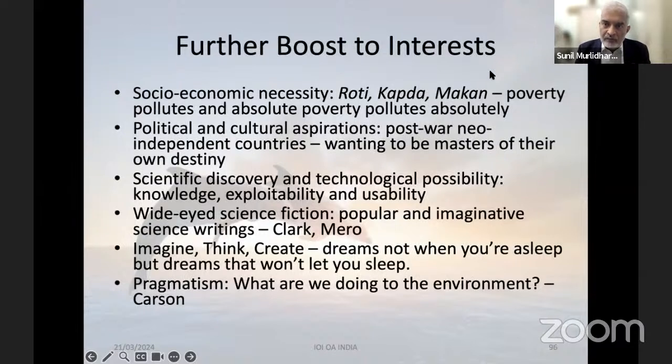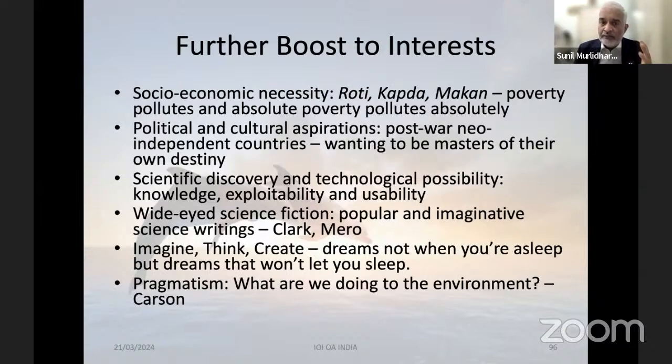And the further boost to those interests came out of basically socioeconomic necessity. In fact, I will talk about it a little bit later, but let me mention to you, when the United Nations was formed in 1945 after the Second World War, it was not so much about the environment. In fact, there was no mention of the word environment, or there was no concept in people's mind about the environment at that point in time. So it was socioeconomic needs. It was society and the economics.